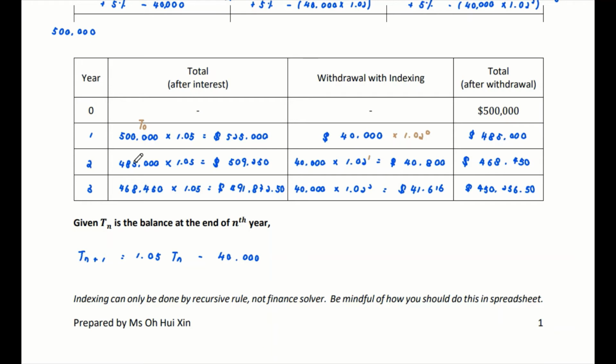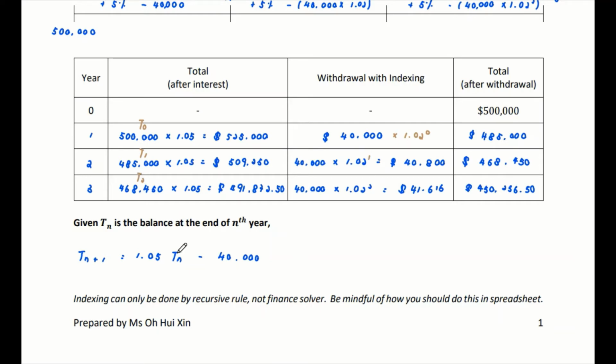Okay, to find your T2, you use T1 multiply 1.05. To find your T3, you use your T2, which is your previous term, to multiply 1.05, right? So you can see that this value on the top, on the index for your interest rate increment in your withdrawal, is basically the same as the number of terms that you are having here. So T0, so 0, T1, so 1, then T2 is 2.